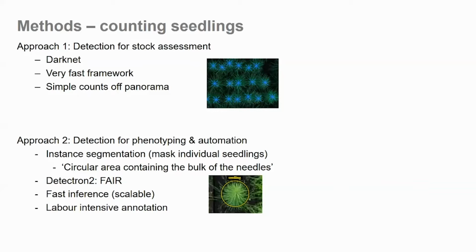Here we wanted to move beyond detection to do instance segmentation, where we actually draw an outline around a circular area containing the bulk of the needles for phenotyping applications. To do this, we had to capture labor-intensive annotations by drawing polygons around the outlines of hundreds of seedlings. Then we fed these to Detectron 2, a neural network system released by Facebook AI Research.